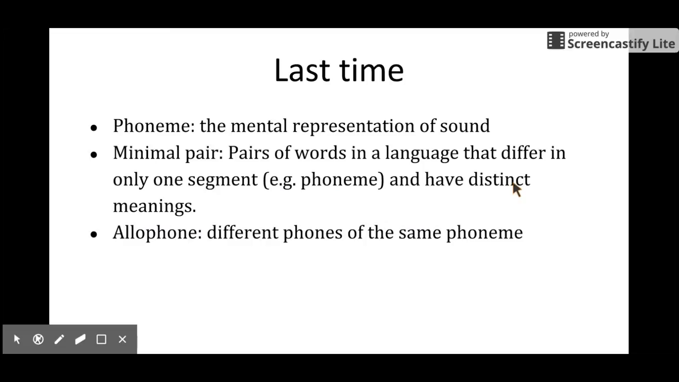So last time we talked about three concepts: phoneme, minimal pair, and allophone. This is the review. A phoneme is the mental representation of a sound. It's abstract. The other thing relevant to phoneme is phones, which are the actual sounds. Minimal pairs are words in a language that differ in only one segment, and these two words have different meanings. And allophones are different phones of the same phoneme.